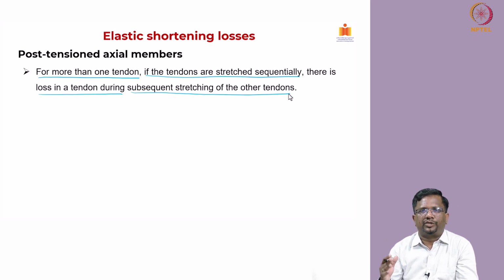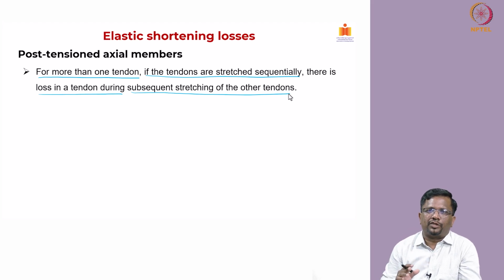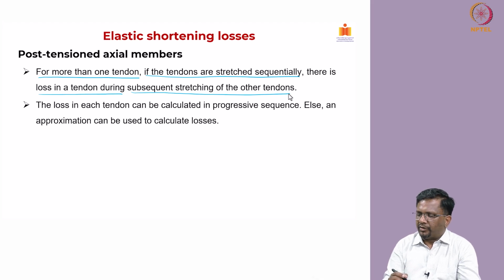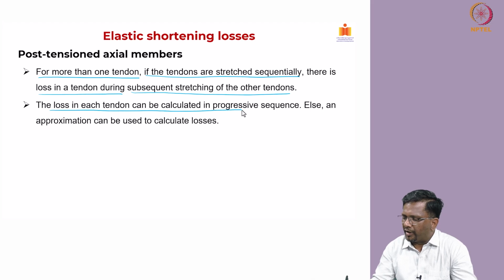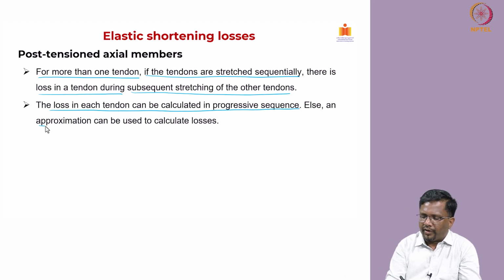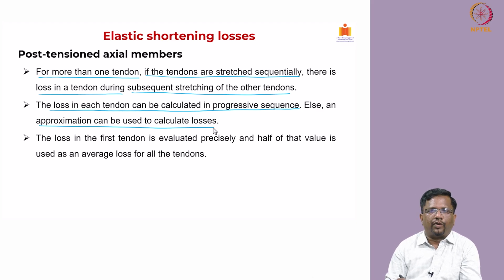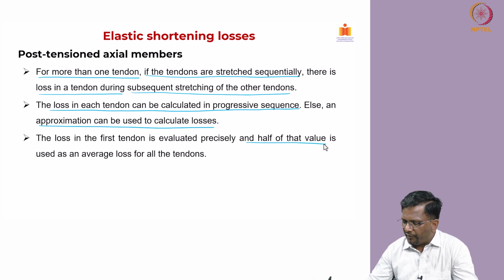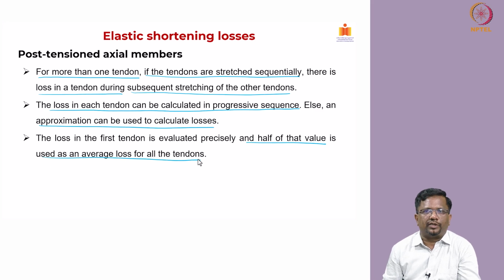So, when you do the stretching in a sequential manner, you will have loss in the tendons that were stretched before and anchored, okay. Not the one that you are stretching, but the tendon that was stretched before and anchored will have elastic shortening loss, right. So, that is what we see. The loss in each tendon can be calculated in a progressive sequence, or we can also do an approximation to calculate the loss in the case of a post tension system. Typically, the loss in the first tendon is evaluated precisely, and half of that value is used as an average loss for all the tendons, okay.